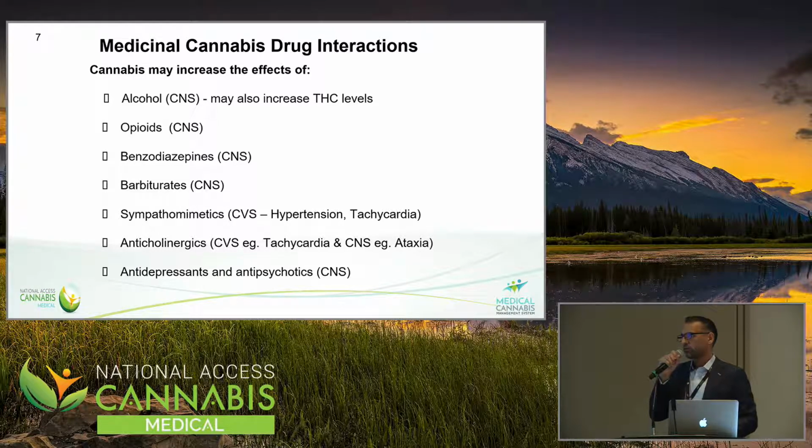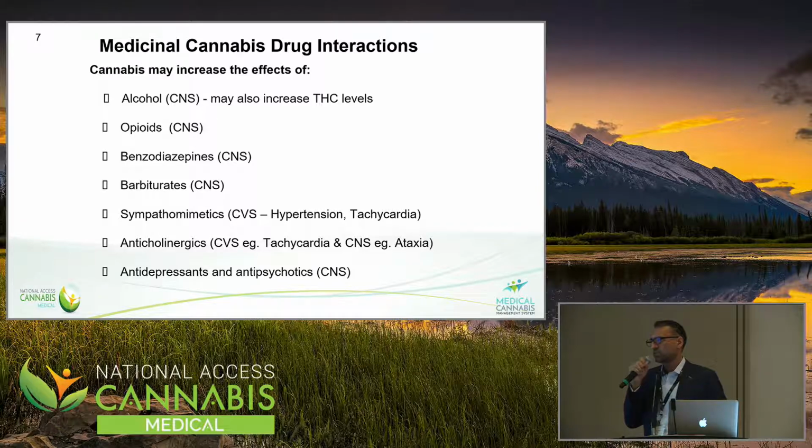You'll have sympathomimetics. There you're monitoring the cardiovascular system, so you may see hypertension, tachycardia. Again, this is if you're using these in addition to medicinal cannabis. Anticholinergics, you're monitoring for tachycardia, changes in CNS, so both CVS, cardiovascular system, and central nervous system effects, and you're looking for ataxia. And antidepressants and antipsychotics, you're looking at the CNS.